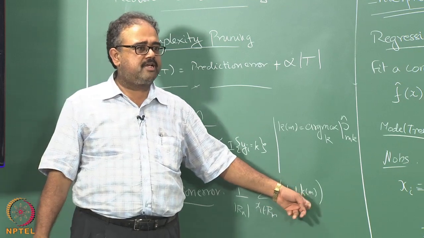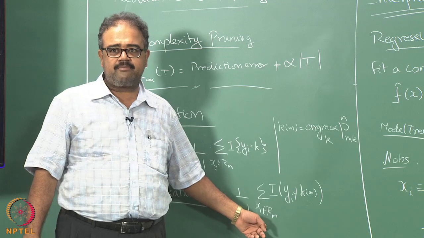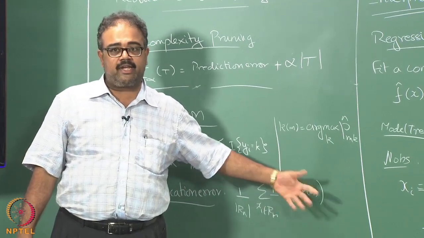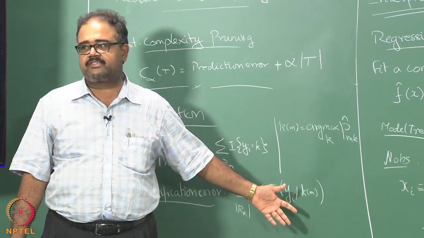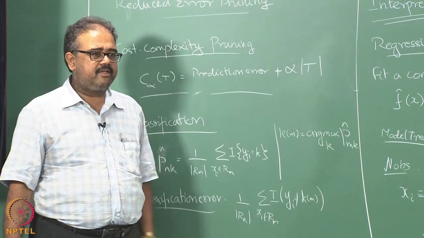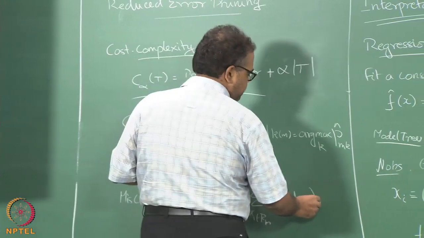For all the data points in R_m I will be outputting k(m) as the label. So, all the data points in R_m which do not really have k(m) as their label are misclassified, right, and divide by the total number of data points, that gives me the average misclassification error, okay. Is there some way to simplify this?